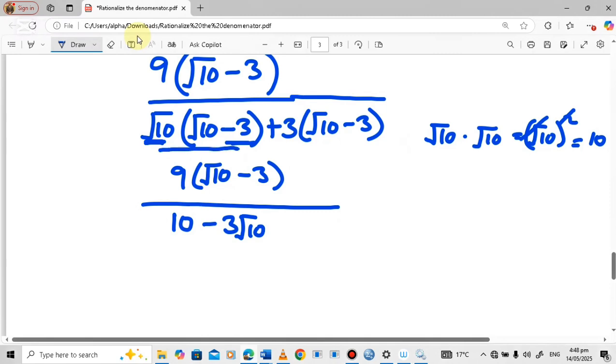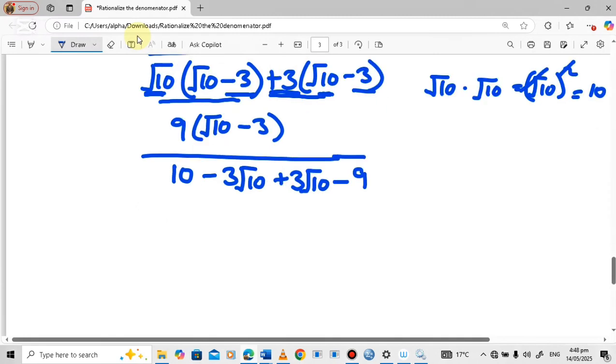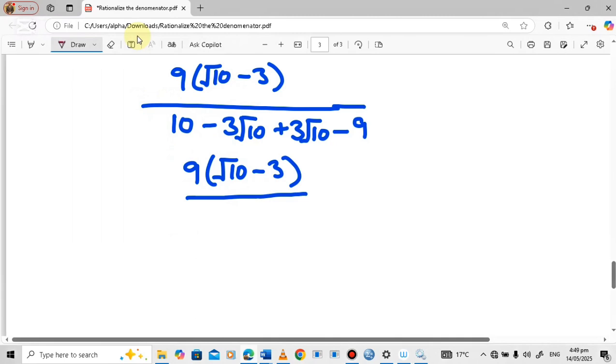Okay, so we are done with this. We move to this. Again, we multiply together with a sign. Okay, so positive 3 times the square root of 10 is positive 3 times the square root of 10. Then positive 3 times negative 3 is negative 9. Alright, so we are having 9 times the square root of 10 minus 3 over, so this and this are getting to 0 because minus 3 root 10 plus 3 root 10, so these will go to 0, okay?